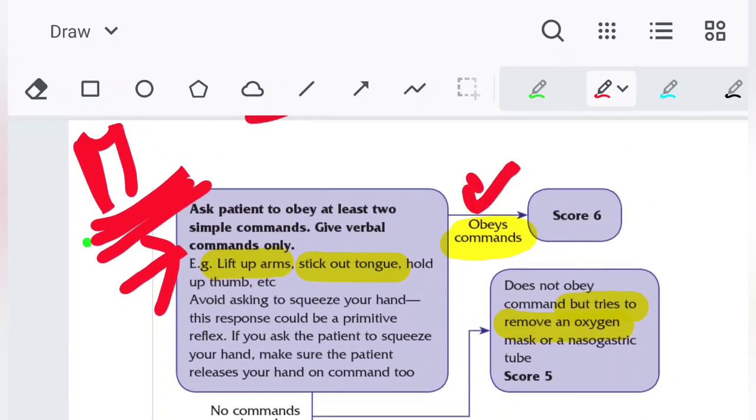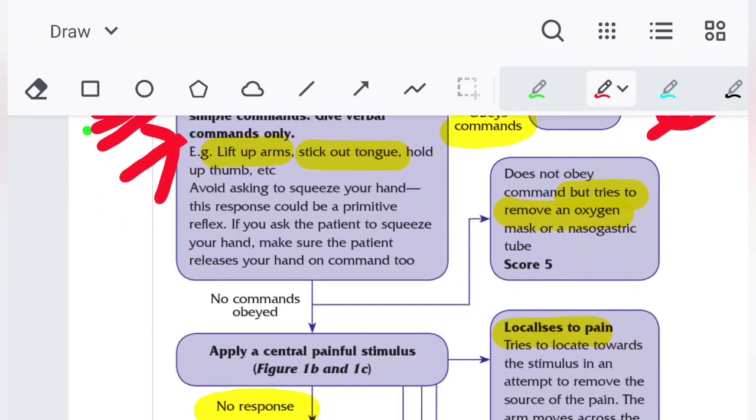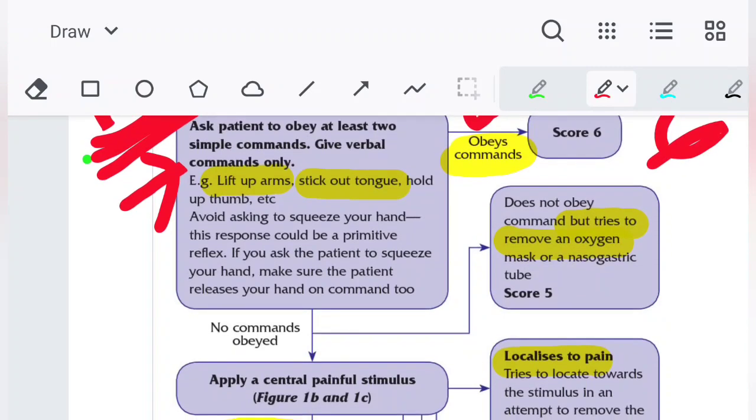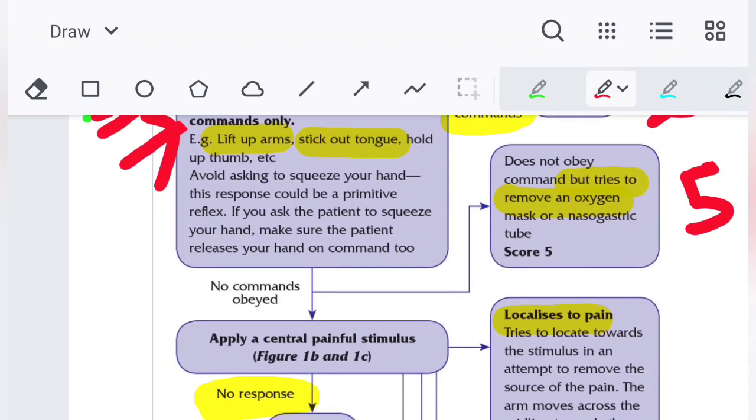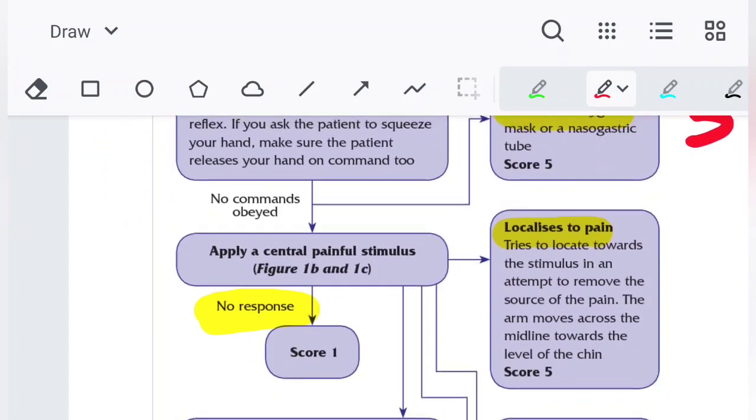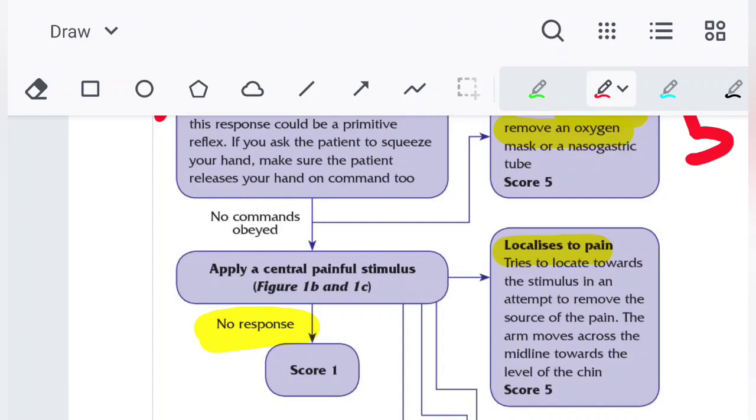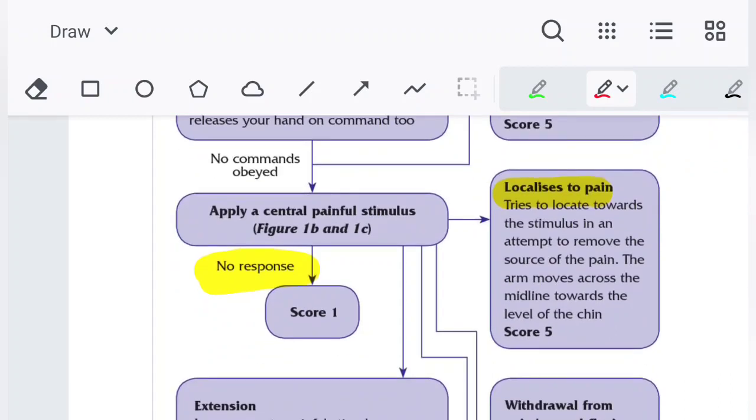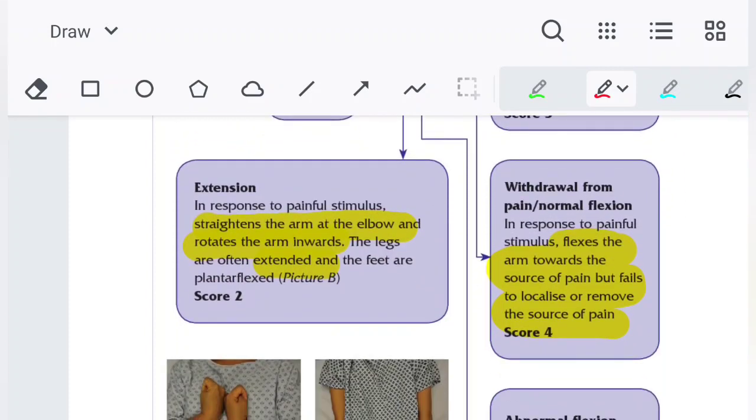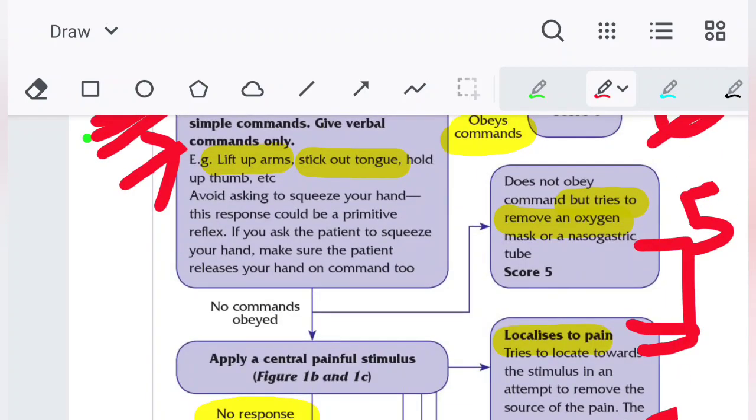If the person obeys the command, the score of 6 is given. Suppose the person does not obey the command but tries to remove the oxygen mask, tries to do something, so that is score of 5. Then if the patient localizes to the pain stimulus, that is, a pain stimulus is given and the patient can localize towards that pain stimulus, that is score of 5. Then is withdrawal; these two are the same only.